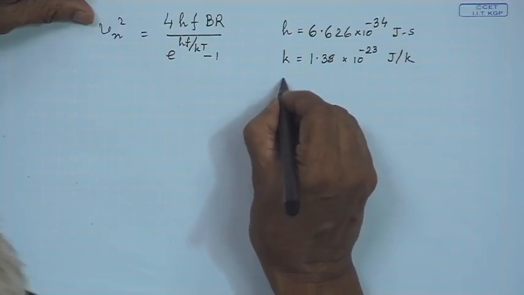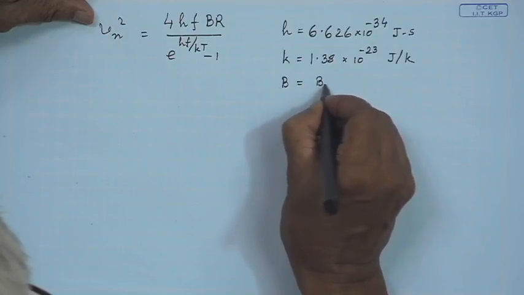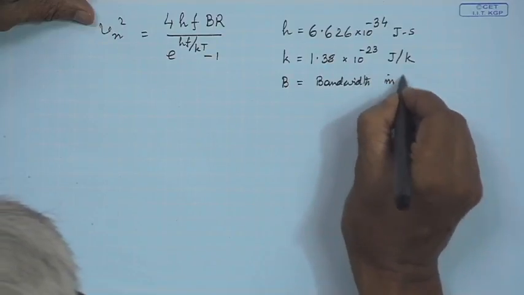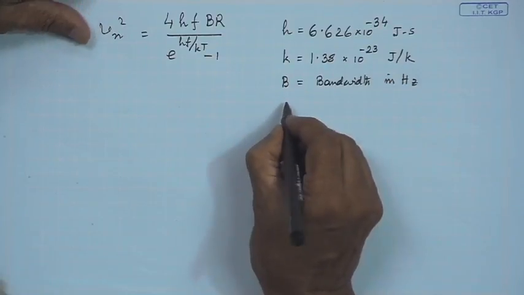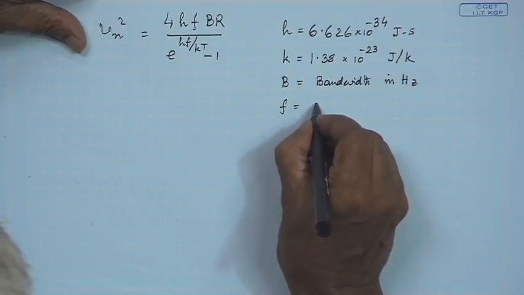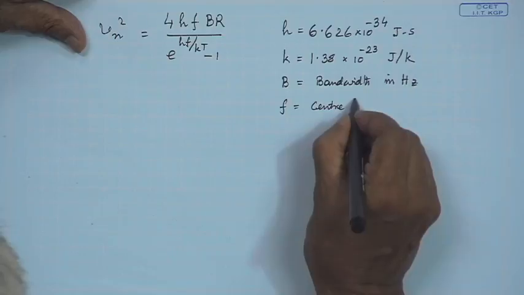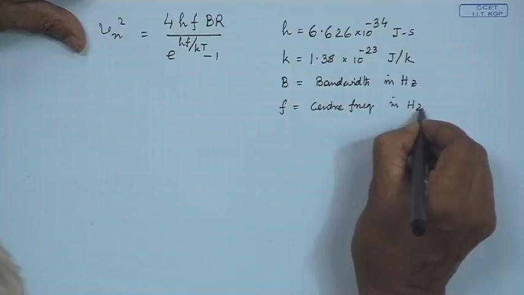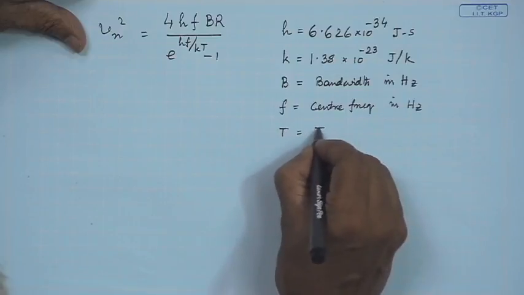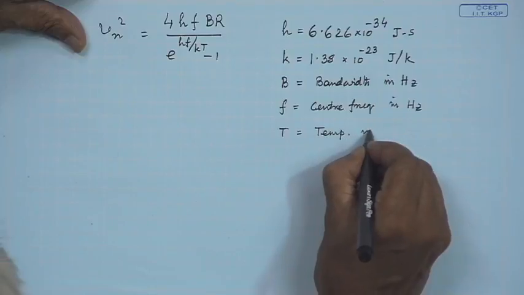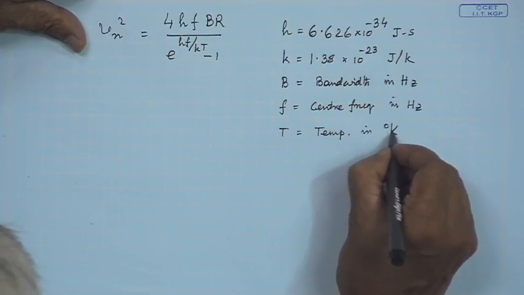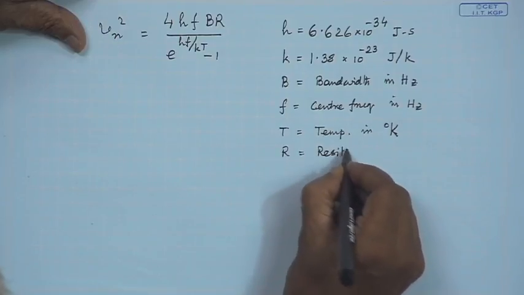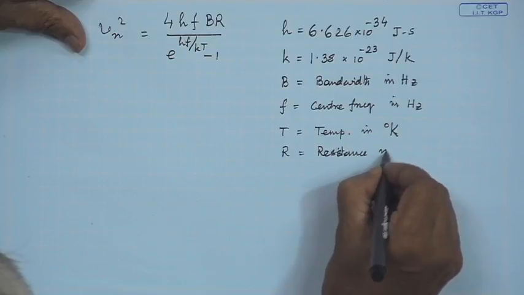B is the bandwidth in hertz, careful, look at the units carefully. F is the center frequency of the bandwidth in hertz, T is the temperature in degree Kelvin, and R is the resistance in ohm.